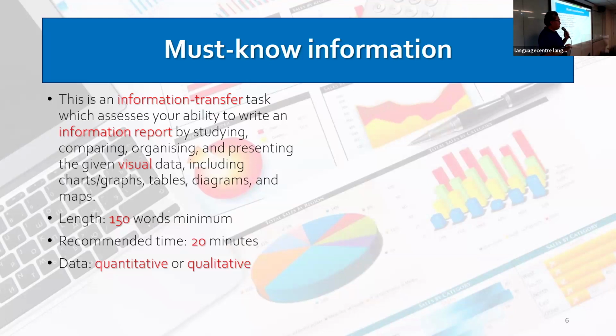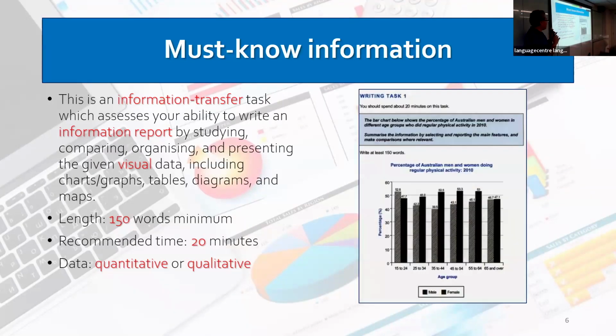People who are preparing for the IELTS exam tend to pay too much attention to the quantitative side. But mind you, in IELTS Writing Task 1, it is possible that some qualitative data will appear. By qualitative data, I mean a map or a diagram that you need to describe to your examiner. I will show you more examples of quantitative and qualitative data in the later slides.